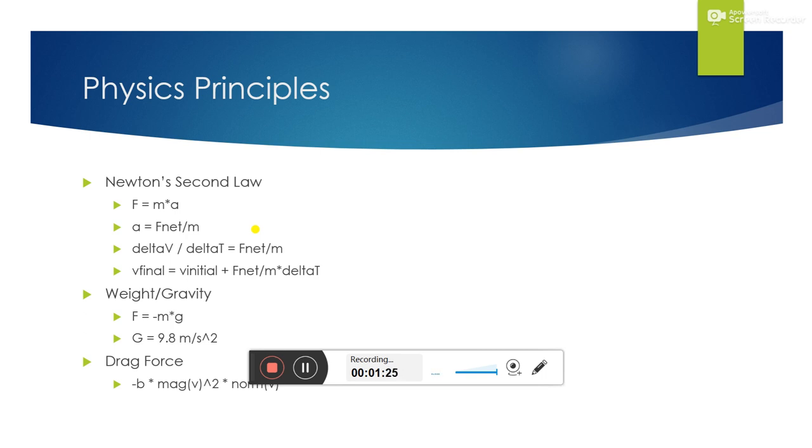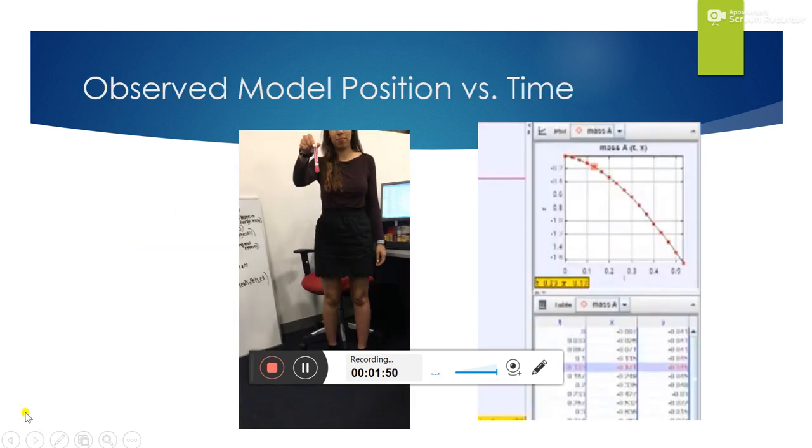Another concept that we used specifically in this experiment was that of weight, or gravity. We know that the force is equal to negative mass times gravity, and that gravity is always the constant 9.8 meters per second squared. For this experiment, we also had to take into account drag force, which is equal to negative b times the magnitude of velocity squared times the norm of the velocity. This is going to be incorporated into our code later.